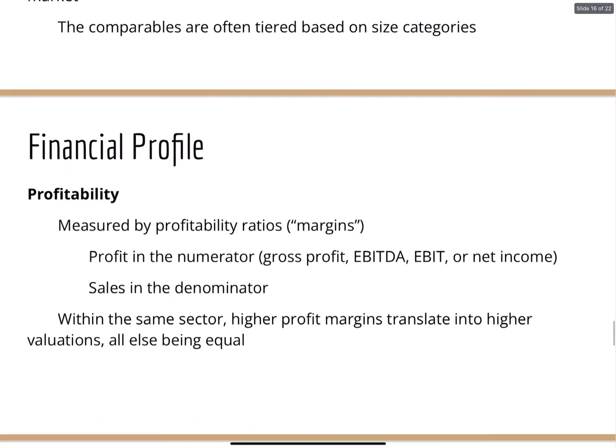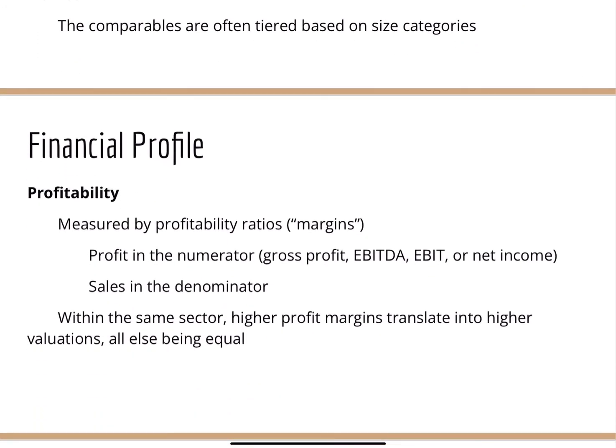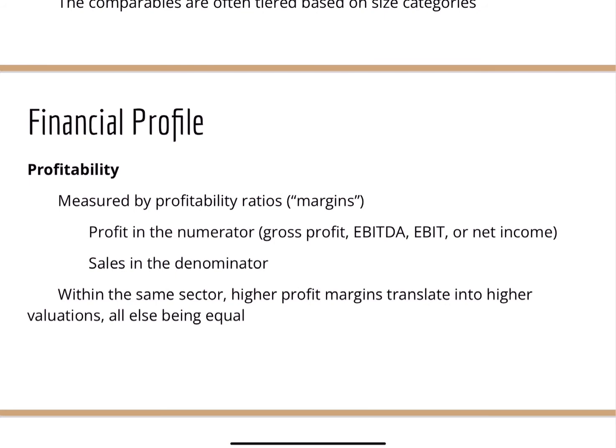Next, profitability means its ability to convert sales into profit. It is usually measured by profitability ratios, which we call margin. We put profit in the numerator, such as gross profit, EBITDA, EBIT, or net income, and sales in the denominator. So usually higher profit margins translate into higher valuations.